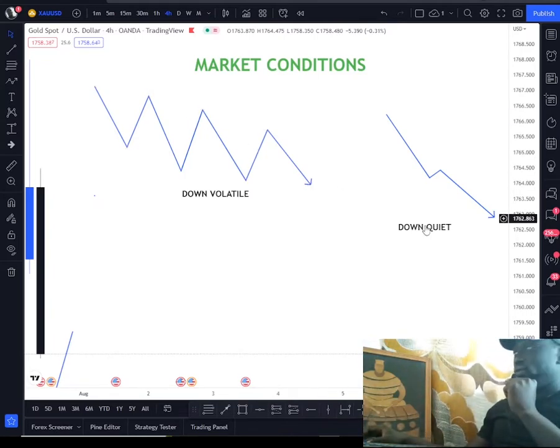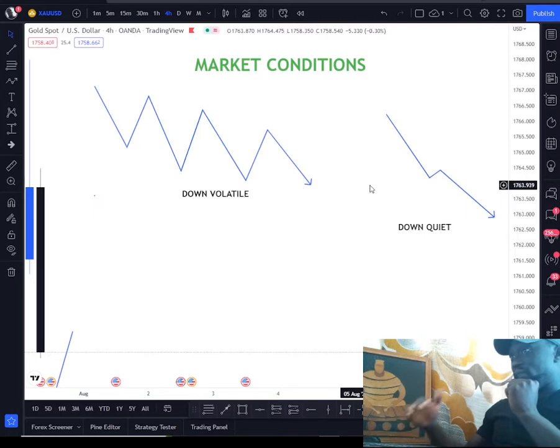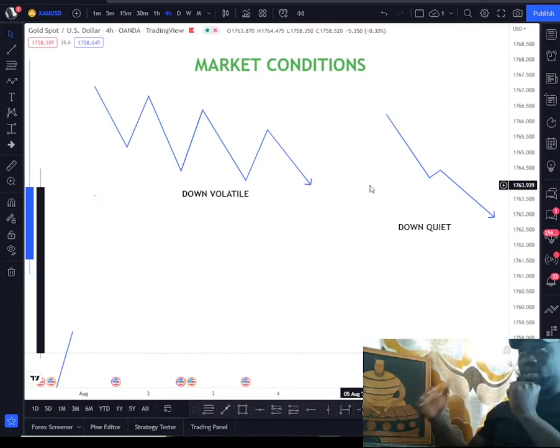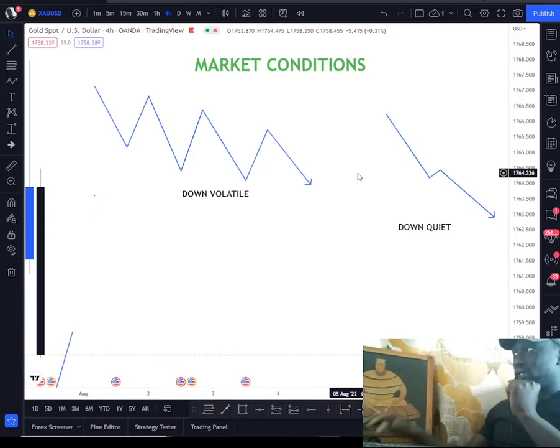But then if the market becomes down and quiet, these usually happen when there is a market crash, when something bad is happening in the economy or something. The market just drops and keeps dropping, right? Now you can see the market becomes down and quiet. It doesn't give you any chance for you to enter on a retracement.